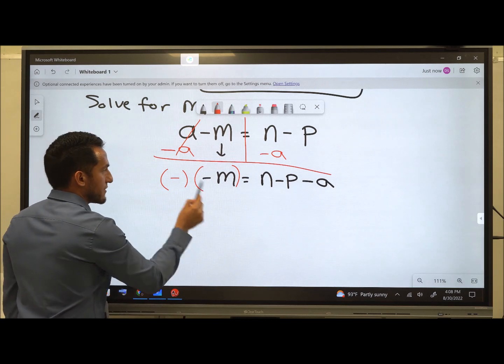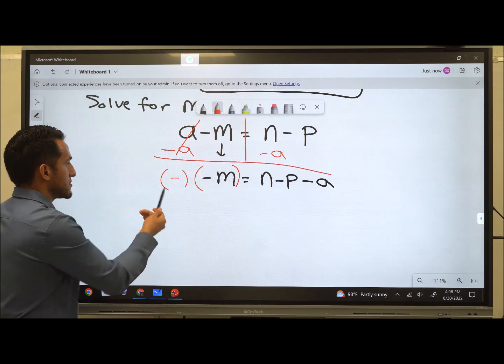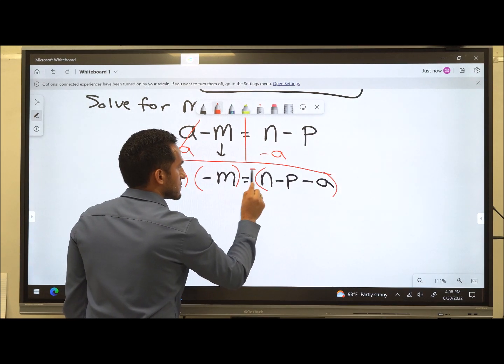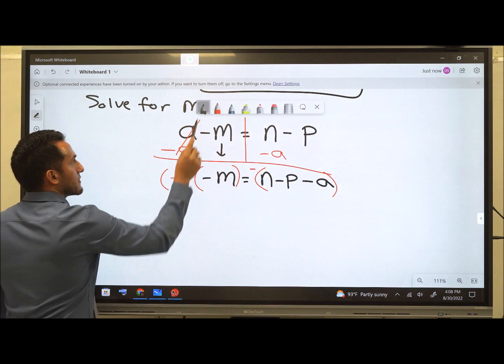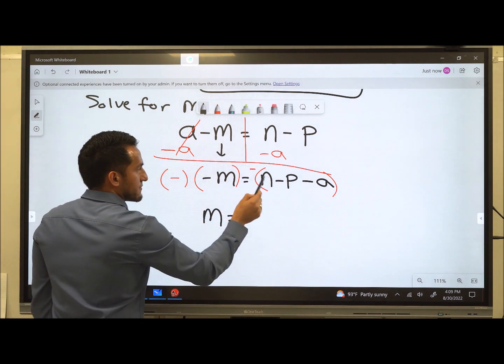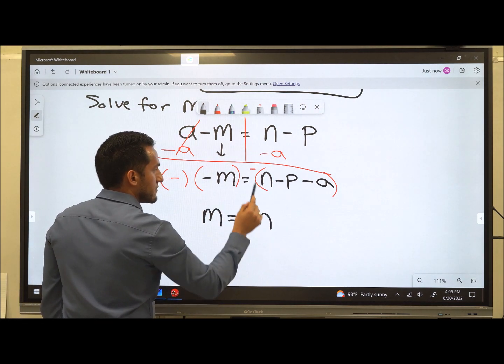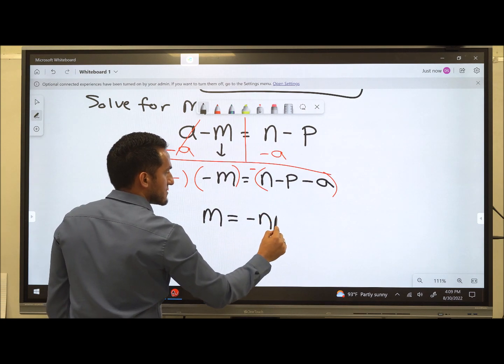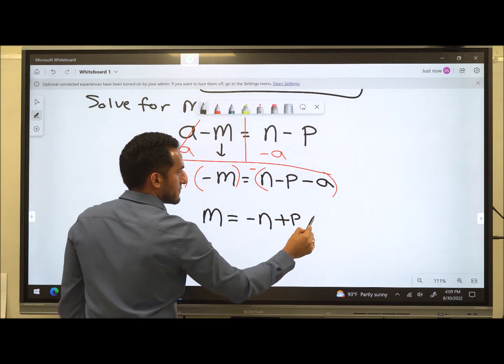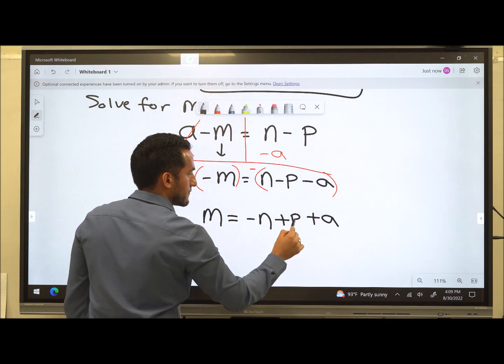If you want, you can put a negative 1, but just know a negative times a negative is a positive. So I need to multiply all of these by a negative as well. It's an imaginary negative 1. So negative times negative becomes a positive. A negative times a positive is a negative N. Negative times a negative is a positive P. And then negative times a negative is a positive A.